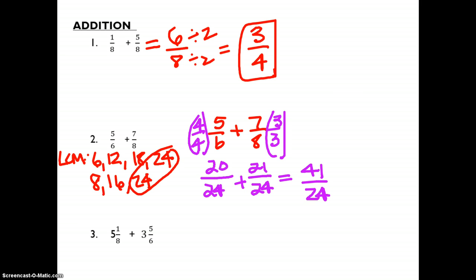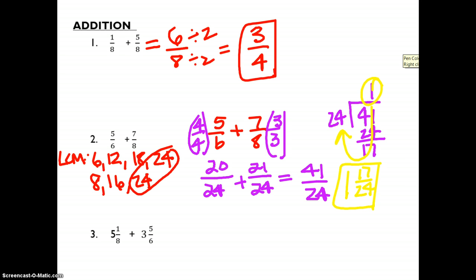41/24. Okay, and I know I can't leave an answer as an improper fraction. I need to change it to a mixed number. And to do that, I do the J method. So it goes in one time with 17 left over. So it's 1 17/24.